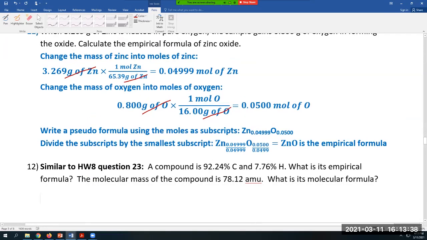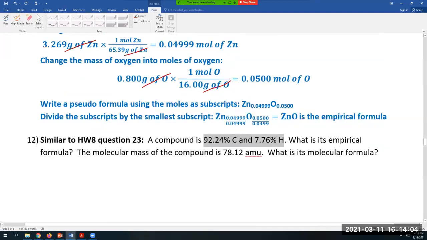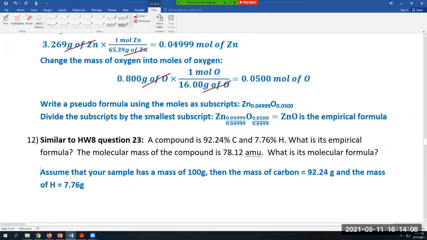Earlier above, you noticed how we used the mass and changed them to moles, because the formula needs a number of moles or a number of atoms. Here we have mass percent. Mass percent means it's the mass for 100 grams of the compound. So you can also tell yourself, instead of having mass percent, I have a sample of 100 grams of the compound. That's how you want to approach this. Assume that your sample has a mass of 100 grams, and then convert the percentages into mass. So then the mass of carbon is going to be 92.24 grams.